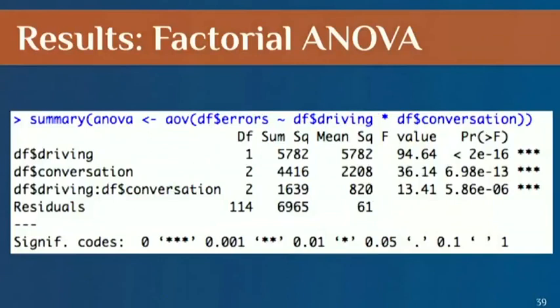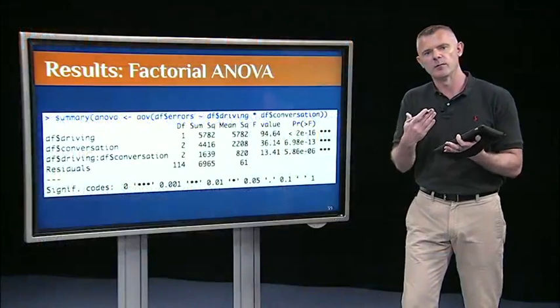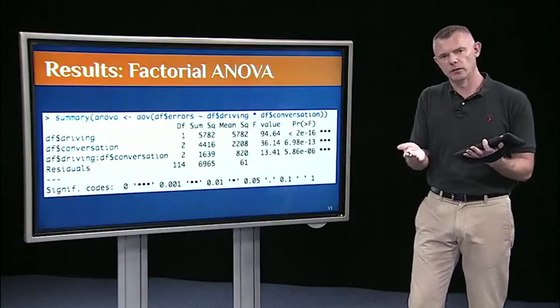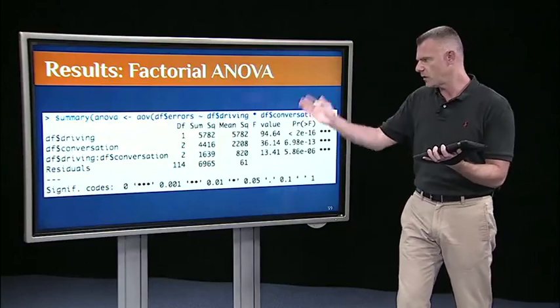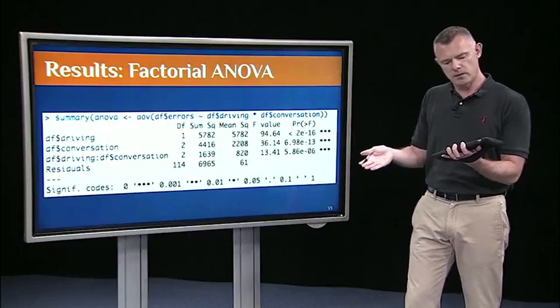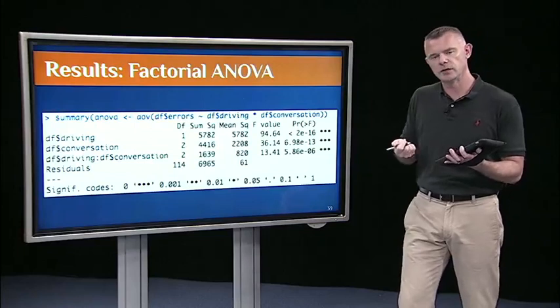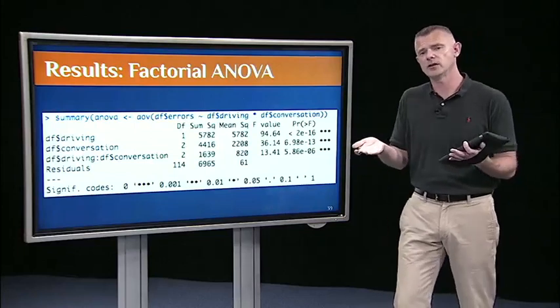So the F value for driving difficulty is just 5782 over 61. And for conversation, 2208 over 61. And so on. And remember, mean squares is just variance. It's sums of squares over degrees of freedom. And again, always good to check your degrees of freedom. There are 2 degrees of freedom in conversation because there were 3 levels of conversation demand.